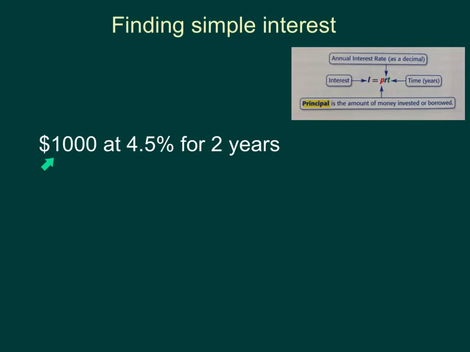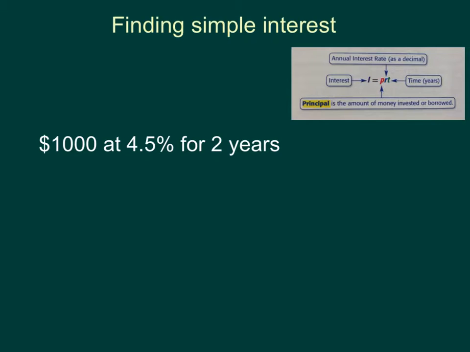I'm going to borrow $1,000 at 4.5% interest for 2 years. So this $1,000 is the principal, that's the amount I'm borrowing. And this 4.5%, that's the interest rate. To give you some idea of what this means, for every $100, each year I'm going to pay 4.5%, which is $4.50 for every $100 that I borrow each year. And the 2 years would be the time.